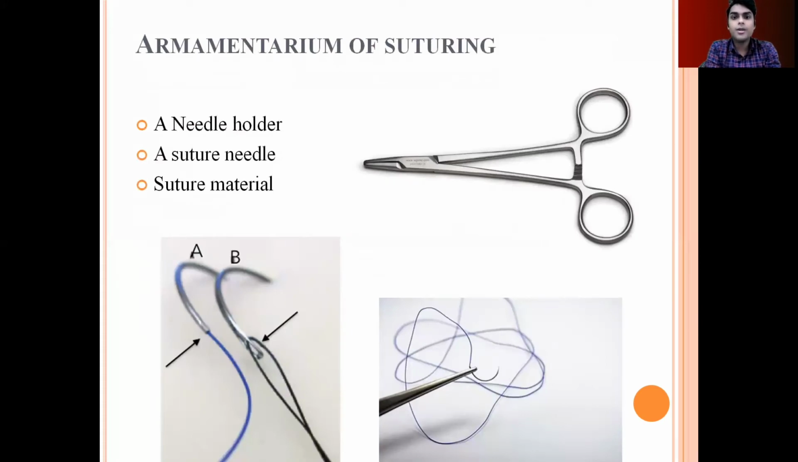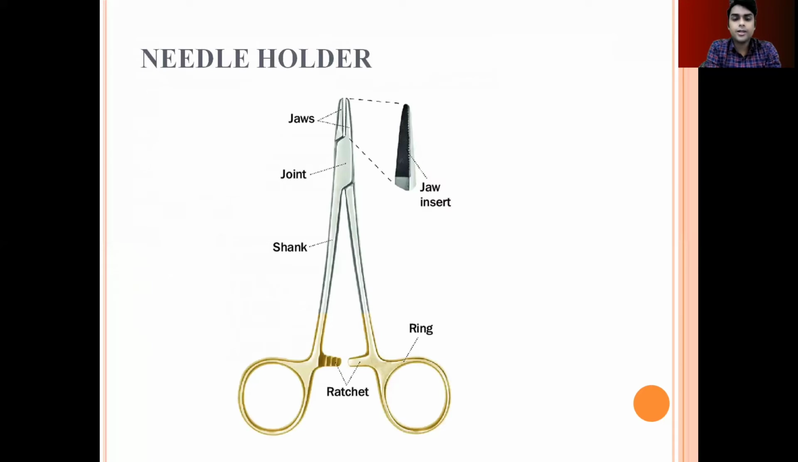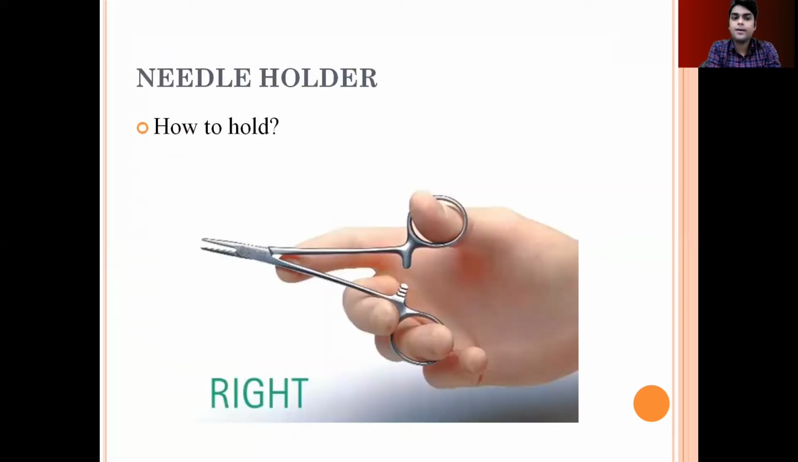Now, the armamentarium of suturing. For suturing, we require a suture needle as well as suture materials. The needle holder has the following parts: the jaws, the joint, shank, rings, ratchet. How do we hold it? For this, we use the thumb as well as the ring finger and insert these fingers into the rings. Use the index finger to stabilize the needle holder.